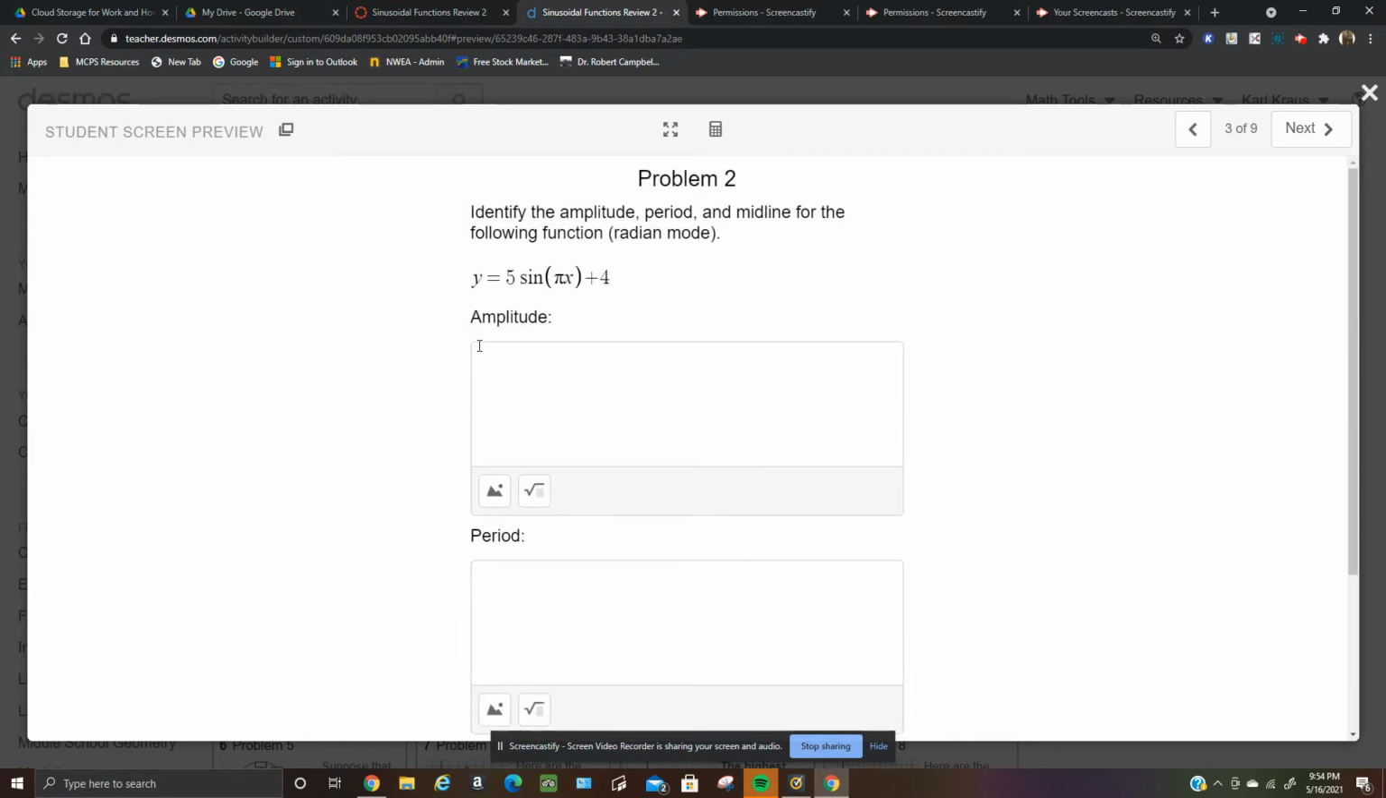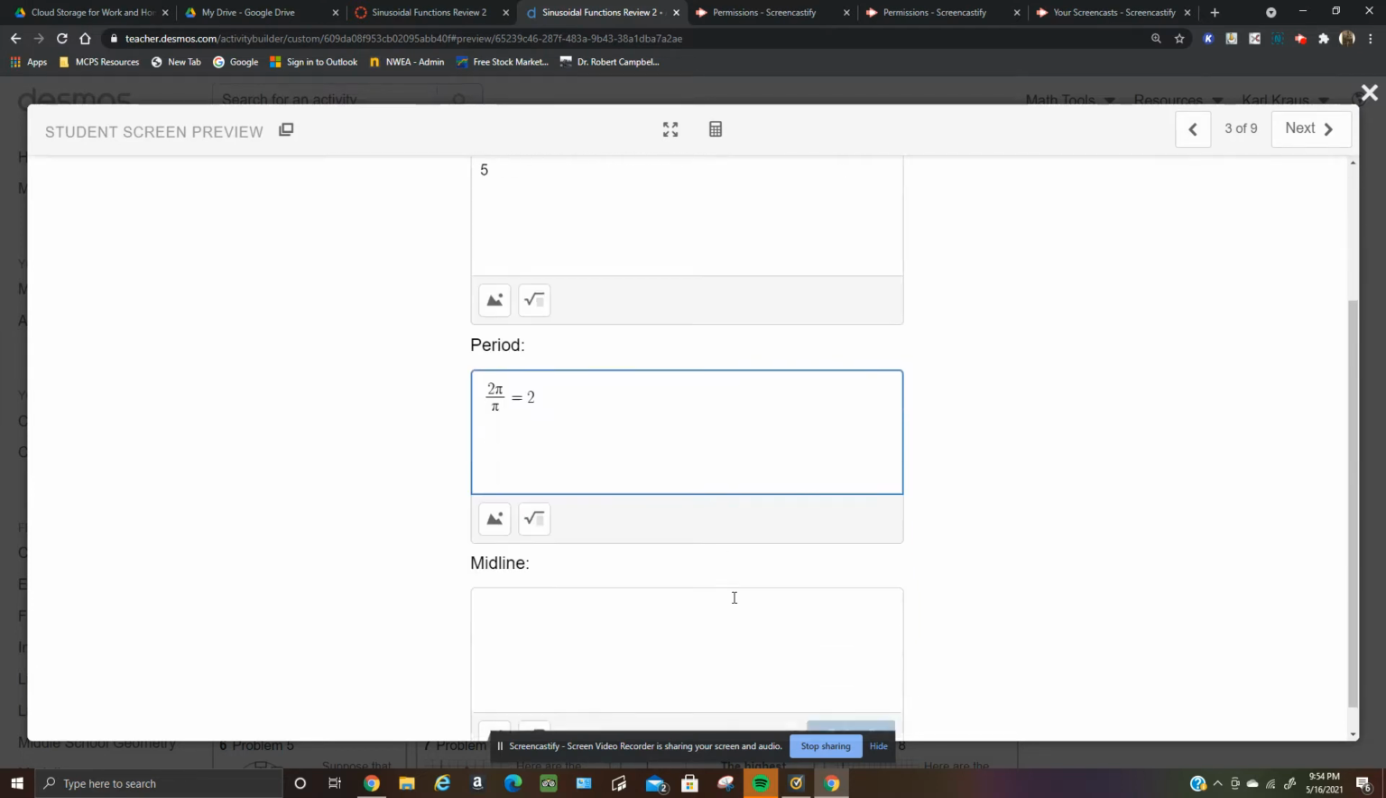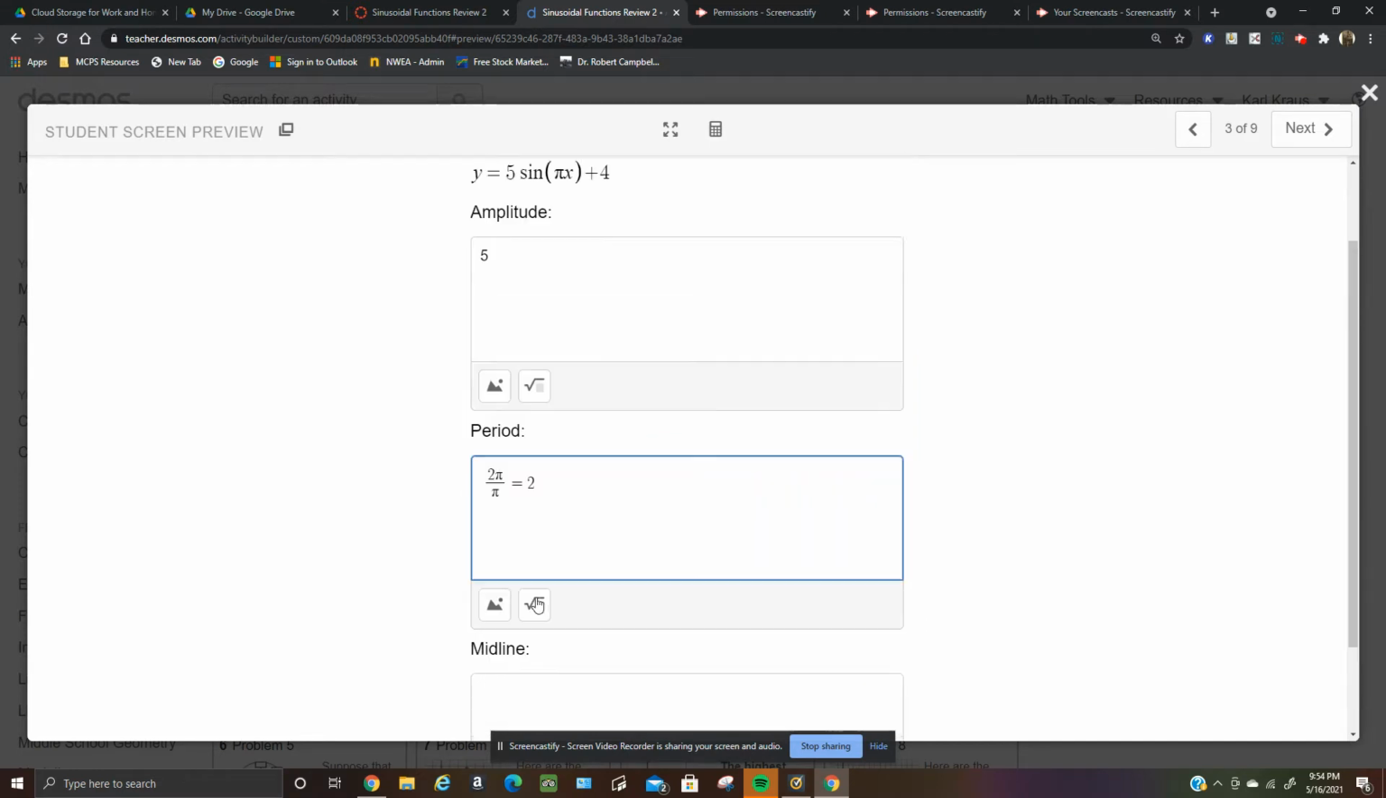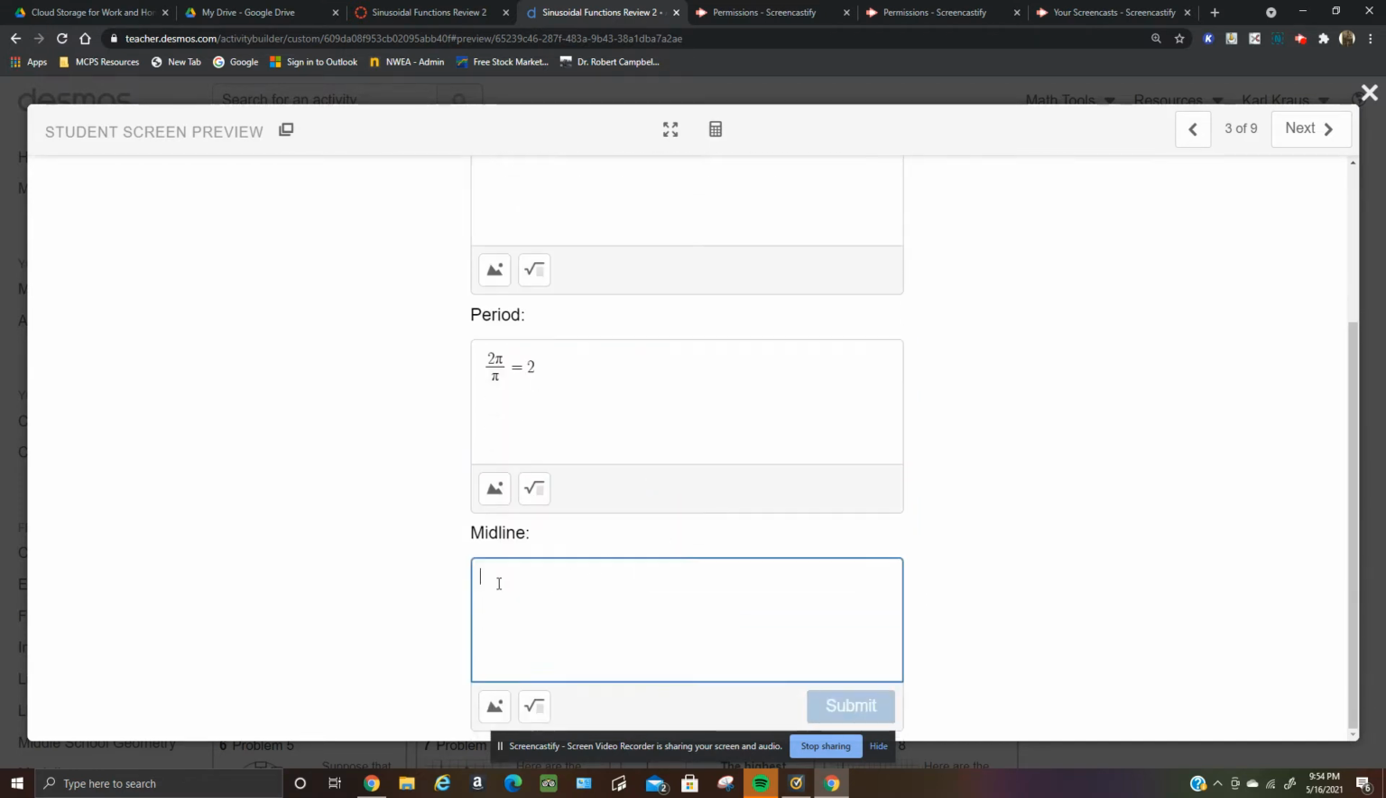Problem 2. This is the same idea, but in radian mode. So the amplitude is 5. The period would be 2 pi divided by pi is 2 radians. The midline would be y equal 4.